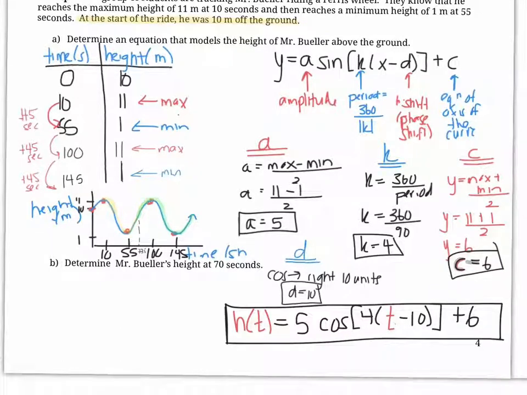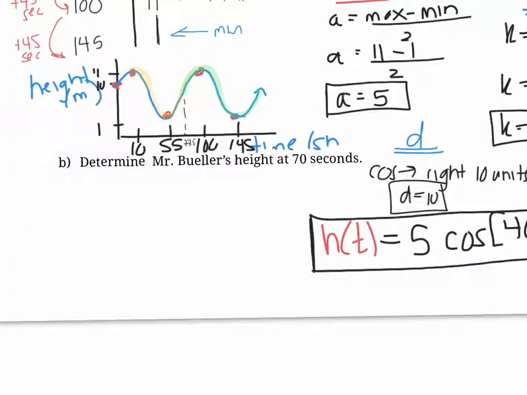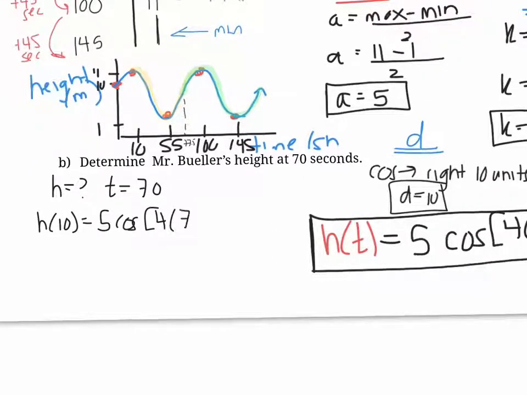And let's just answer this last question. It says, determine Mr. Bueller's height at 70 seconds. So we're looking for height. So h equals, we don't know, when t is equal to 70. So let's do it. So we're going to plug it into our equation. So we have h at t is equal to 5 cos bracket 4, instead of t, I'm going to put 70. 70 minus 10, end bracket, plus 6. And let's throw it all in the calculator. I'll do one quick calculation first.